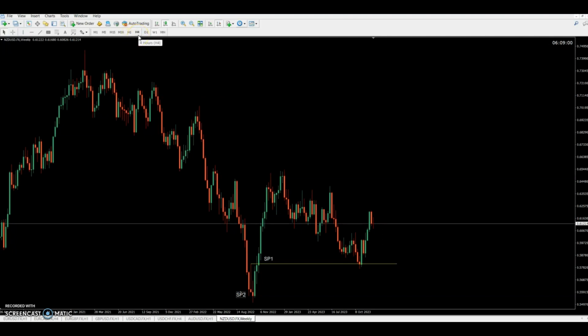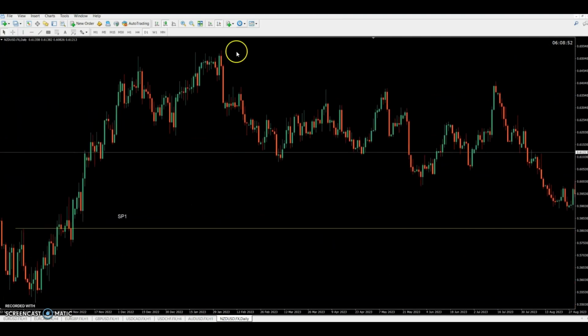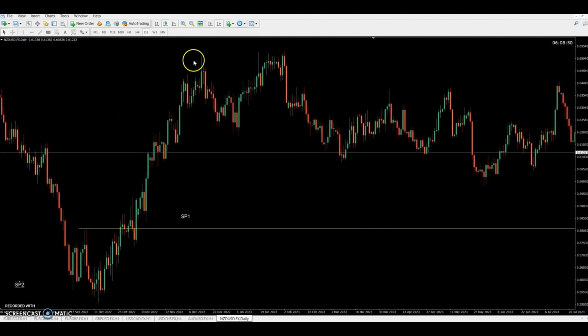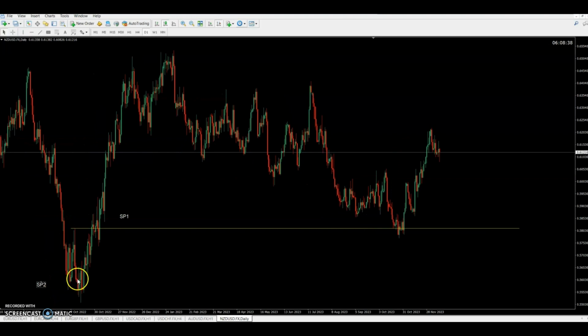Let's move down to the daily time frame now, just to get an idea what's going on, and why I picked those areas. When you look at this on the daily time frame, you see this SP1, that's support number 1, and then support number 2 is all the way down here. So this is a potential rebound area, right?